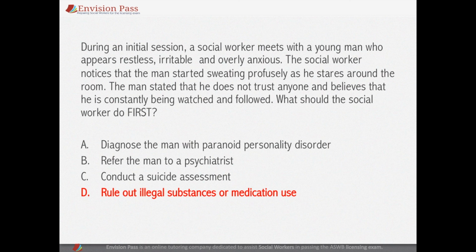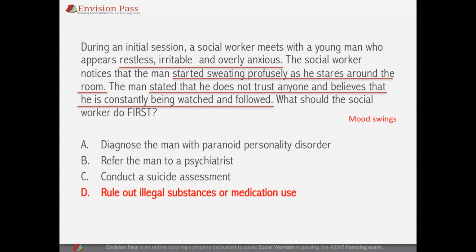And the correct answer is D. Rule out illegal substances or medication use. When reading case scenarios that have signs and symptoms, always pay close attention to them and ensure that it relates with the answer choice you choose. For instance, the young man appears restless, irritable, and overly anxious, so we see mood swings. He also is sweating profusely as he stares around the room. He also stated that he does not trust anyone and believes that he's constantly being watched and followed.